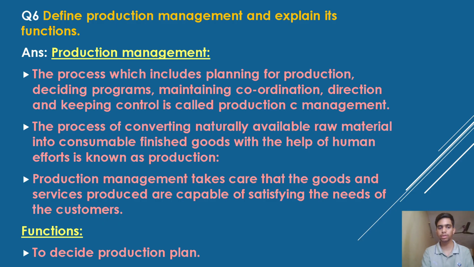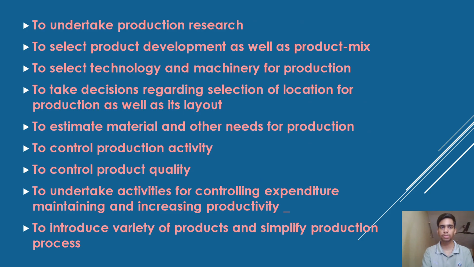Functions: to decide production plan, to undertake production research, to select product development as well as product mix, to select technology and machinery for production, to take decisions regarding selection of location for production as well as its layout, to estimate material and other needs for production, to control production activity, to control product quality, to undertake activities for controlling expenditure, maintaining and increasing productivity, to introduce variety of products and simplify production process.